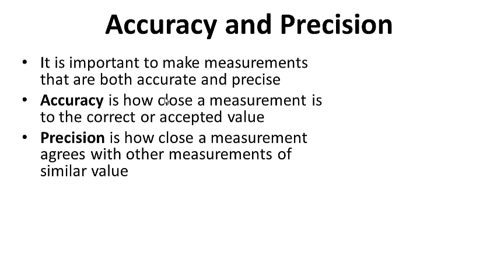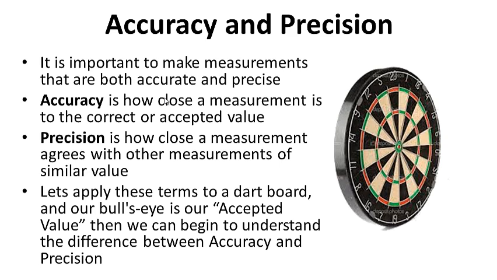Precision, on the other hand, is how close a measurement agrees with other measurements of similar value. Okay, let's apply these terms to our dartboard here. And our bullseye is our accepted or correct value. Then we can begin to understand the difference between accuracy and precision. Okay, so let's throw some darts.